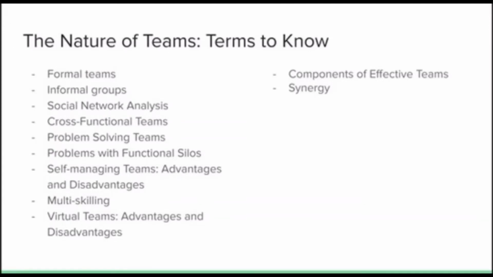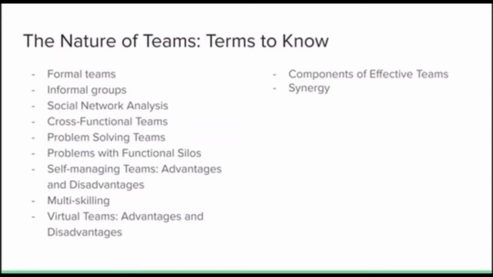Cross-functional teams are teams that consist of members from different functions, work units, or departments. Problem-solving teams, on the other hand, are those that are set up to deal with a specific problem or opportunity. The problem with functional silos occurs when members of one functional team fail to interact properly with members of other functional teams.